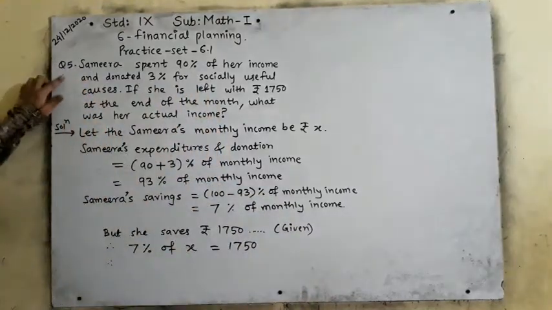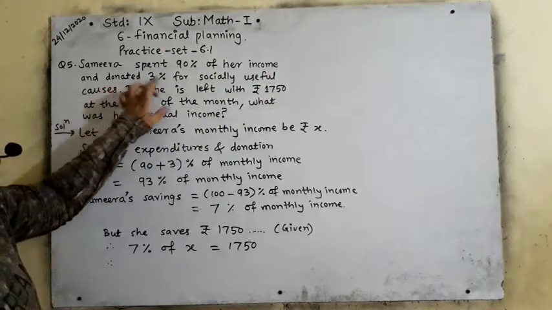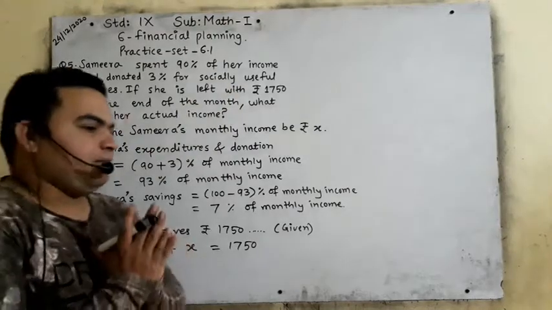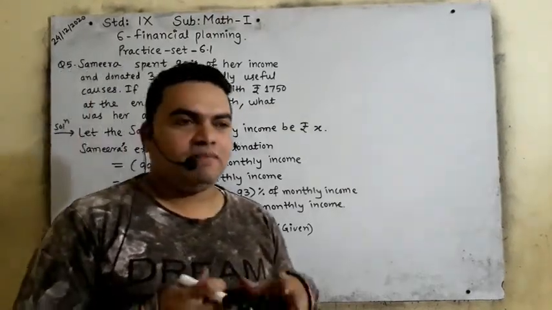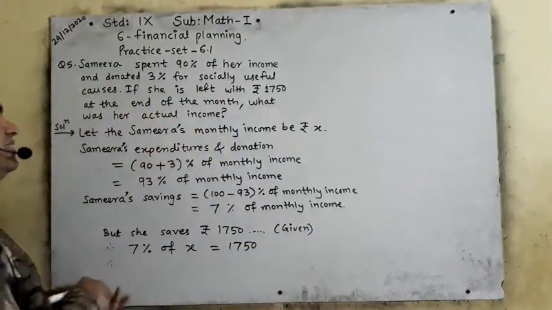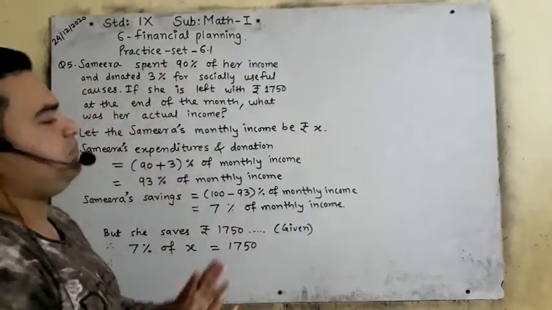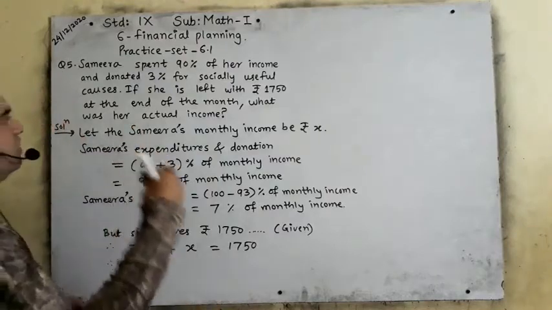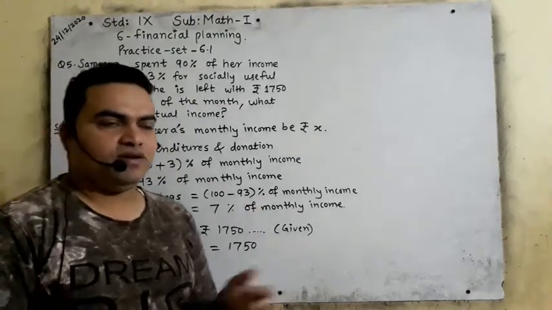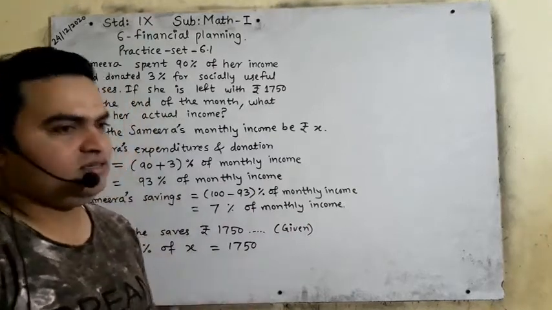The question number 5 is: Samira spent 90% of her income and donated 3% for socially useful causes. Samira is a working woman. She gets a monthly salary because she works. So from her monthly salary she spent 90% of her income, and she donated 3% for social causes, to a trust or somewhere, for the welfare of people.